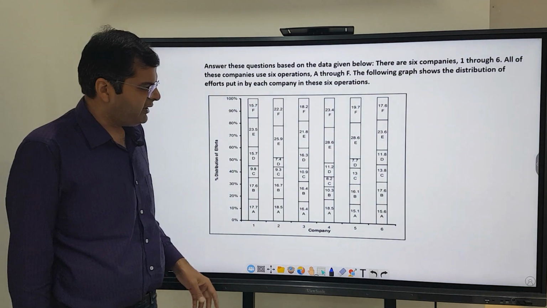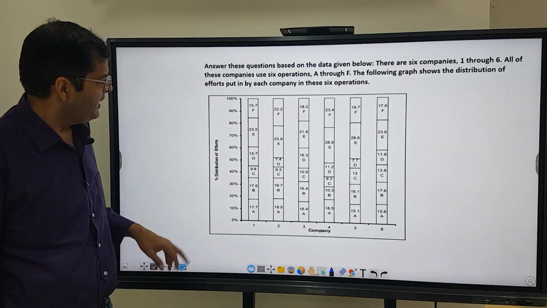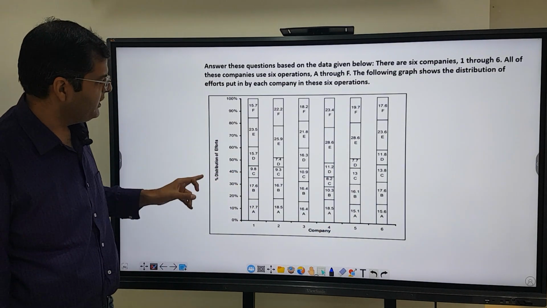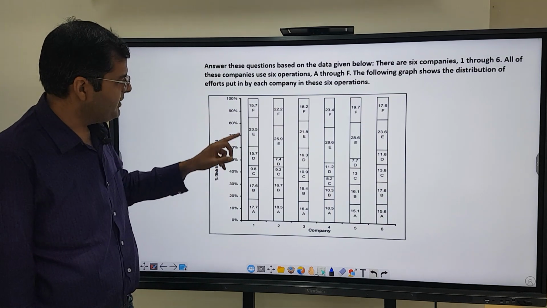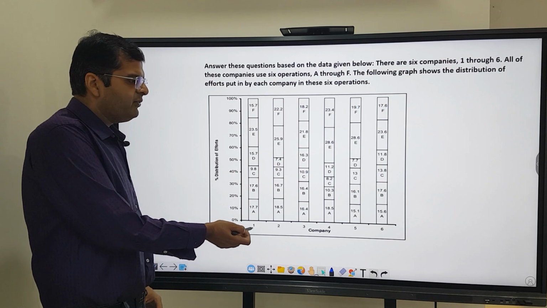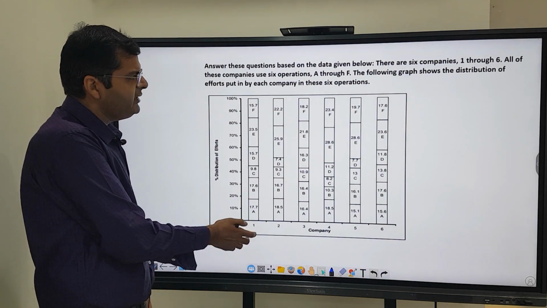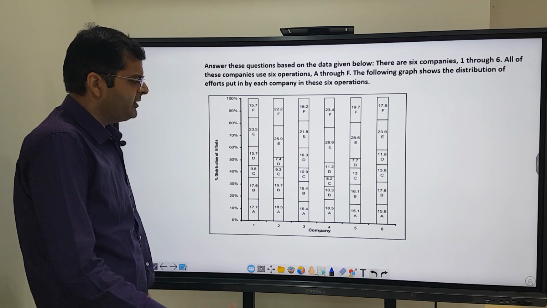So we see a graph over here. I see company on the x-axis, company 1, 2, 3, 4, 5, 6, and I see distribution of effort on the y-axis, and I see A, B, C, D, E, F like this for each company. To understand the graph, I'll take any one of the companies and we'll understand the graph for it. For the other companies, it will follow the same logic.